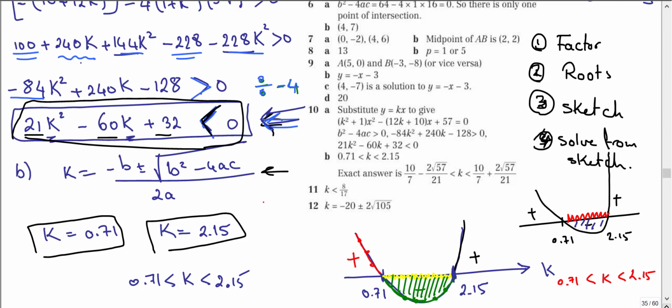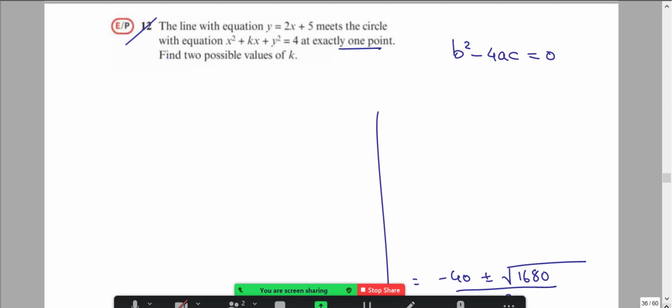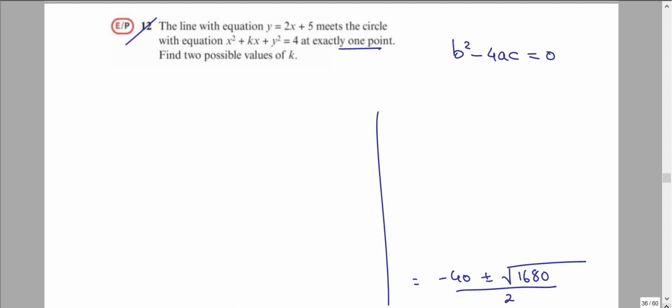Of course, you need to do this question one more time. Okay, Adam, this question says a line with equation y equal to x plus 5 meets the circle with this equation at exactly 1 point. So we have the circle and this line meets the circle at exactly 1 point, like here, okay? They say find two possible values for k. Here in the equation of the circle, k is unknown.